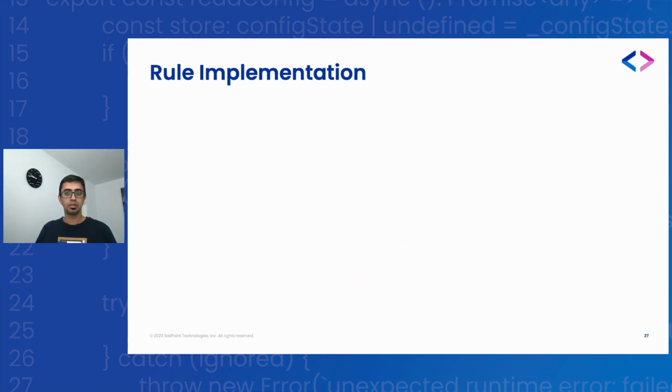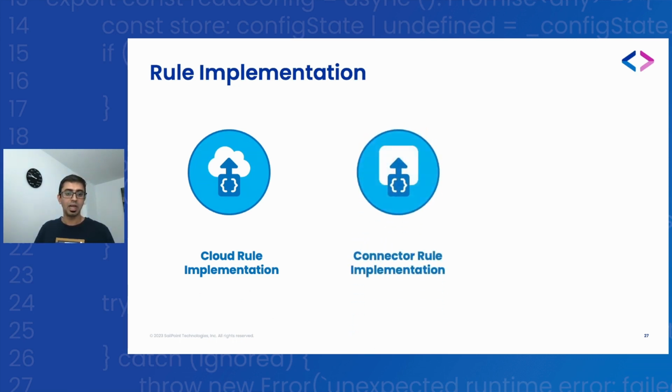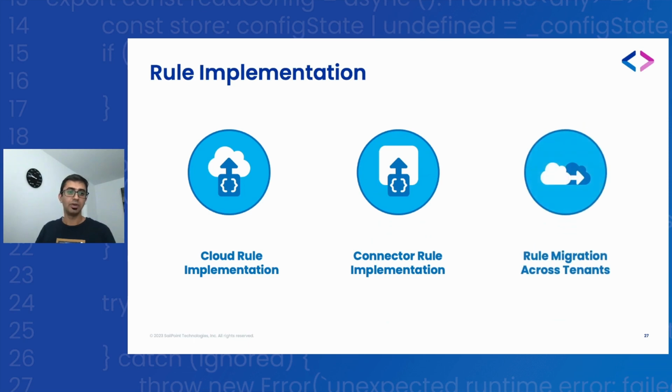Okay. So now coming to the rule implementation. There are certain ways we implement cloud rules, and there are certain ways we implement connector rules, right? So I want to talk about each of these use cases, like how each of these cloud rules are implemented and how connector rules are implemented. And also there is the third use case, how we are going to migrate rules from one tenant to another tenant. So first, let's talk about the cloud rule implementation.